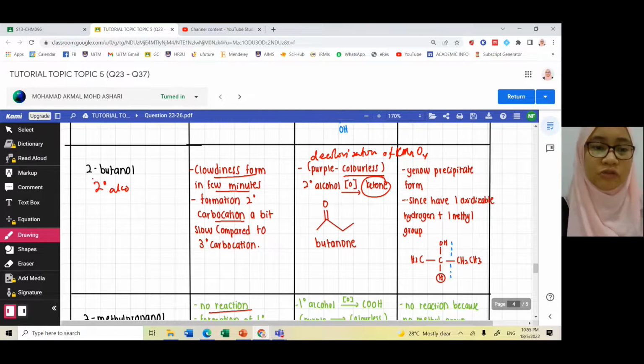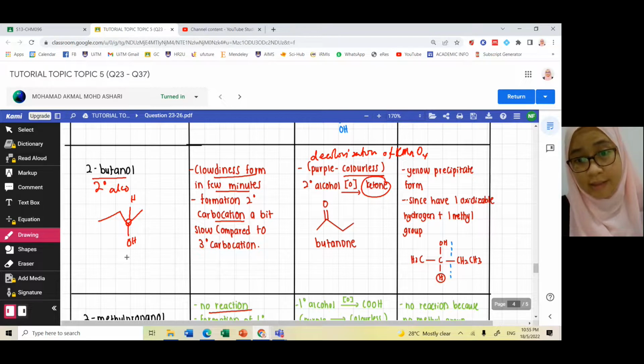Again, why can 2-butanol undergo oxidation? Because it has oxidizable hydrogen. 1, 2, 3, 4. So for 2-butanol, this is OH. This carbon is also attached to one hydrogen, so this hydrogen can be oxidized. It can undergo oxidation and produce ketone. That's why they give positive results.